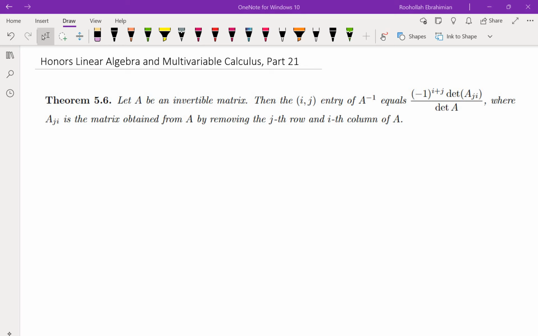Hello, in this video we're going to talk about two things. First is an explicit formula for the inverse of a matrix, and second is what we call Cramer's rule. So here is the first theorem.